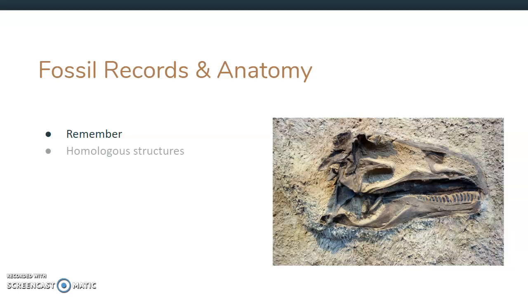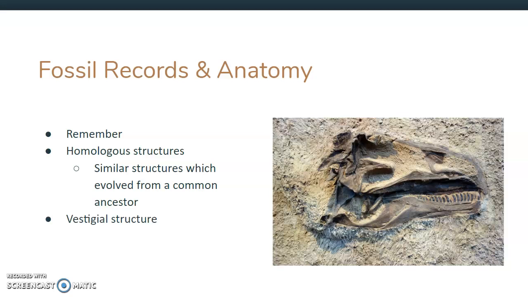Remember also that we have homologous structures, which are similar structures which have evolved from a common ancestor. Our example earlier was a human, a cat, a bat, and a whale, which all had one larger bone, or humerus, going into two smaller ones, the radius and the ulna, and then a wrist and a bunch of fingers. The fingers' length varied, but everything else was very similar. It wasn't the same, it was similar.